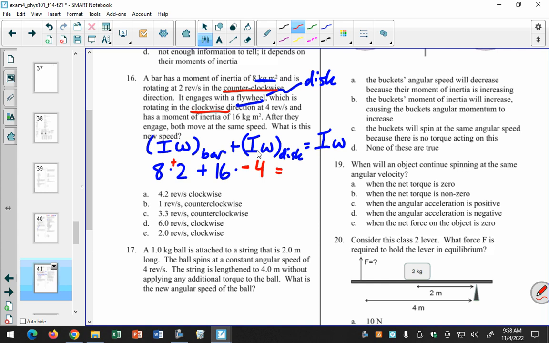And then the combined I is going to equal 8 plus 16. Those two things come together. The bar and the flywheel come together. 8 plus 16 is 24 times omega. So that's 16 minus 64 divided by 24 equals 2 omega. What's that?